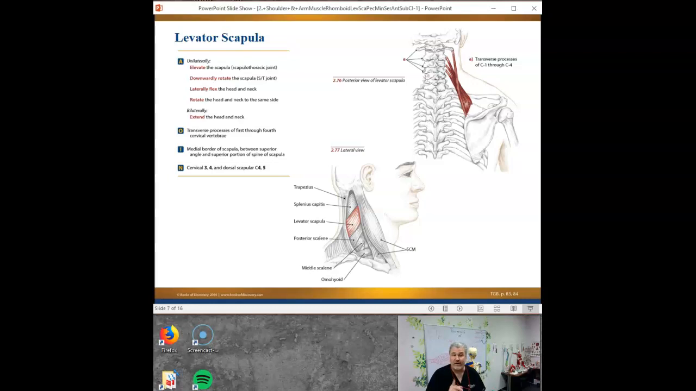Well, you are a very bright young lady. Yes, it is the traps, but it's also the levator scapula. So, there's always more than one muscle that does stuff. Oh, okay. So this one, the elevator of the scapula, yeah. In fact, the levator scapula does something very similar to which part of the traps?